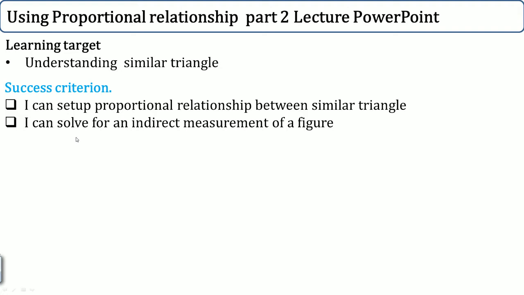The learning target and success criteria are the same as part 1. The learning target is for you to understand similar triangles. The two success criteria are for you to be able to set up the proportional relationship between similar triangles, as well as solve for indirect measurements of a figure.